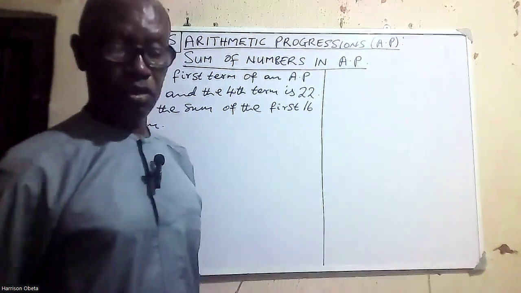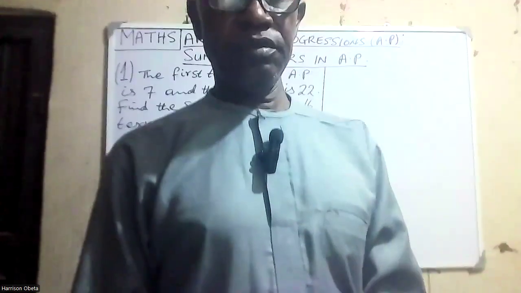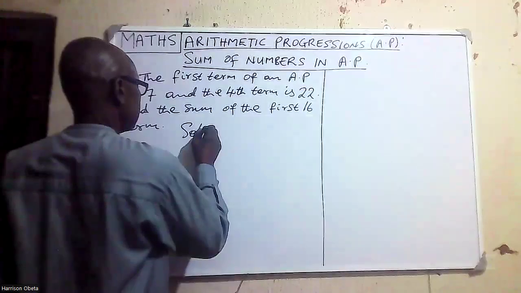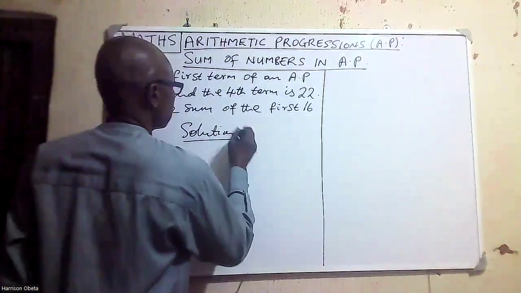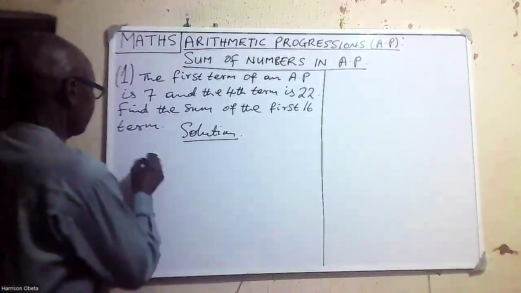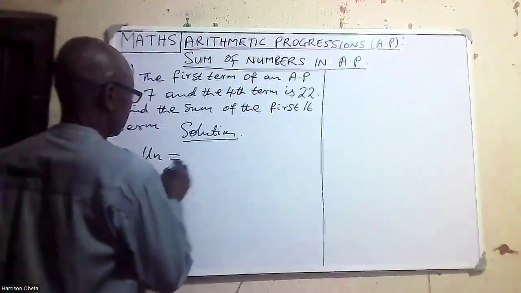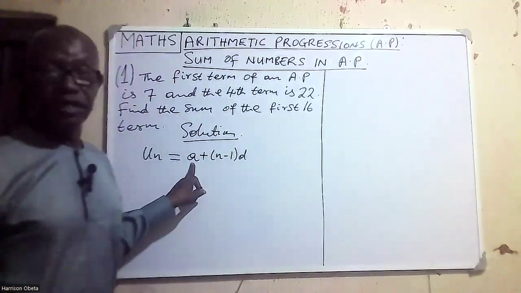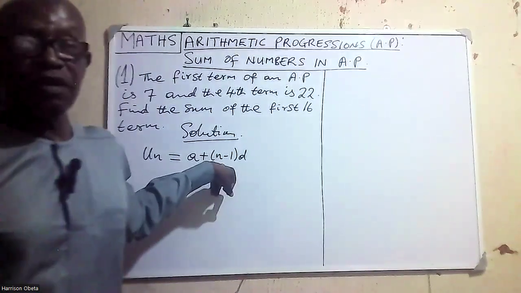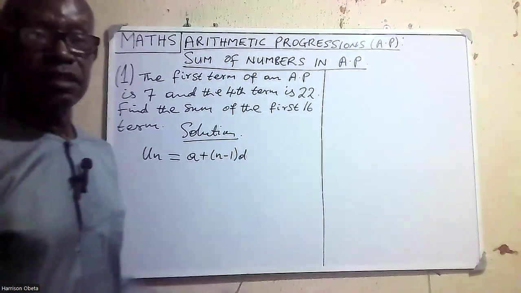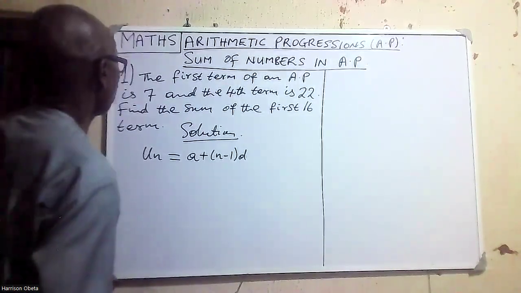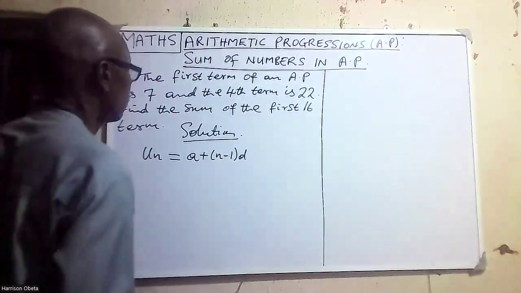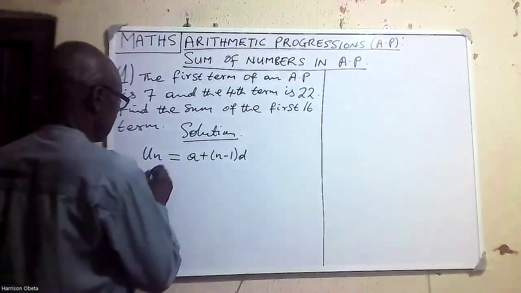The first thing we are going to do is to quote the general formula, and from there we'll move on. Solution. Now we know that the general formula is Un equal to a plus (n minus 1)d, where a is the first term, n is the number of terms, and d is the common difference. Now we are told that the first term is 7 and the fourth term is 22. So that means a equal to 7.